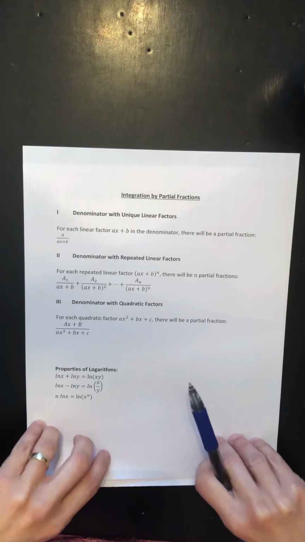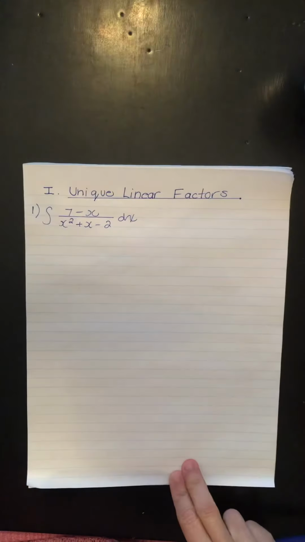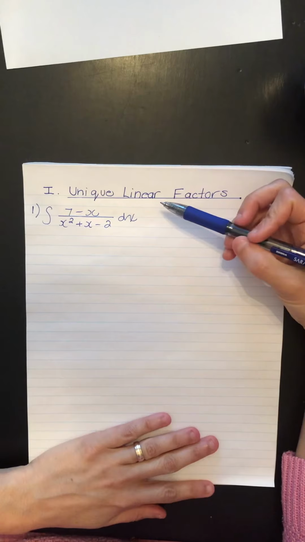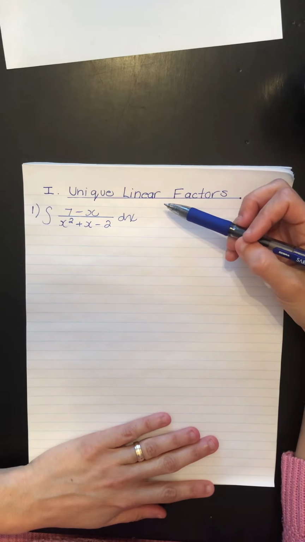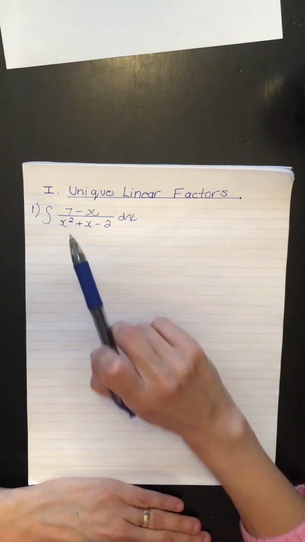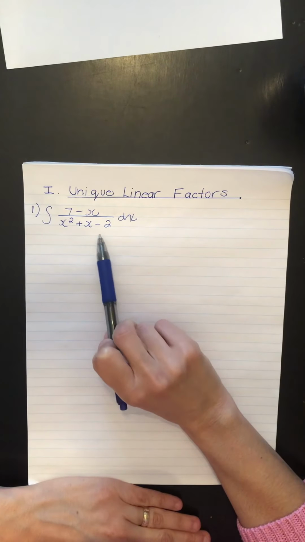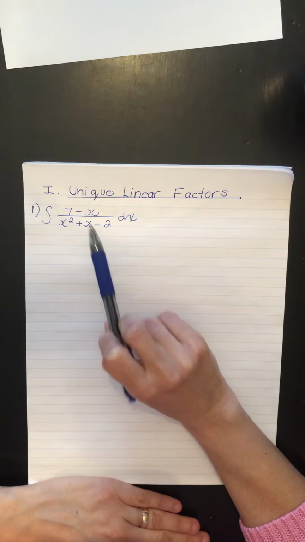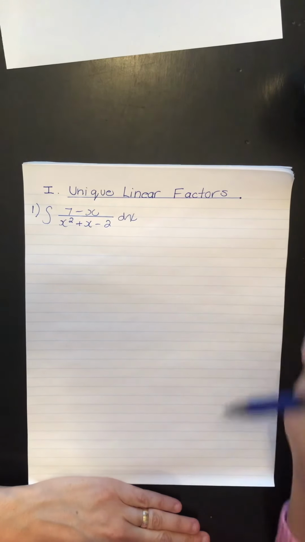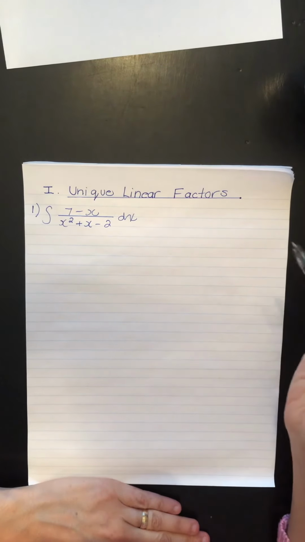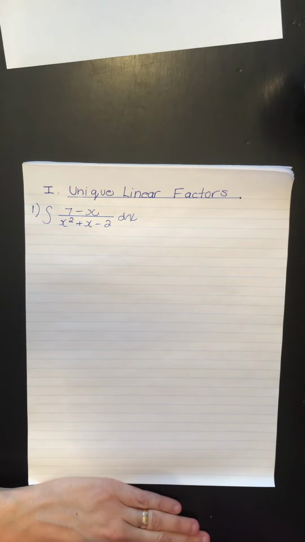Okay, so let's get started with our first example. We are going to integrate 7 minus x over x squared plus x minus 2. First, note that the derivative of the denominator is 2x plus 1. The numerator is not a multiple of 2x plus 1. So in no way is this a natural logarithm.